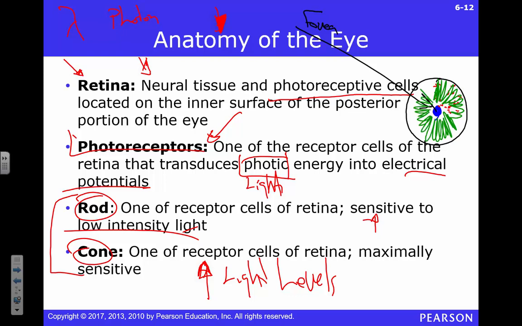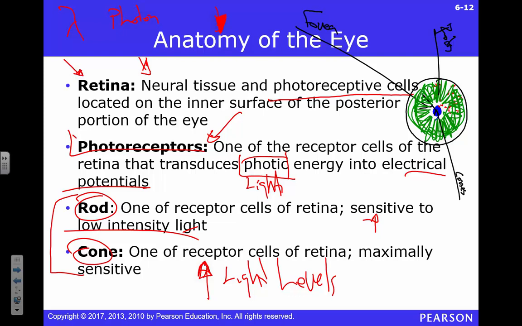Out here, we're going to put all of your rods. And now this is your retina. This is the back of your eye, right? Not the front, it's the back. Okay. So we're going to put your rods out here. Your rods are not going to be as tightly packed as your cones.